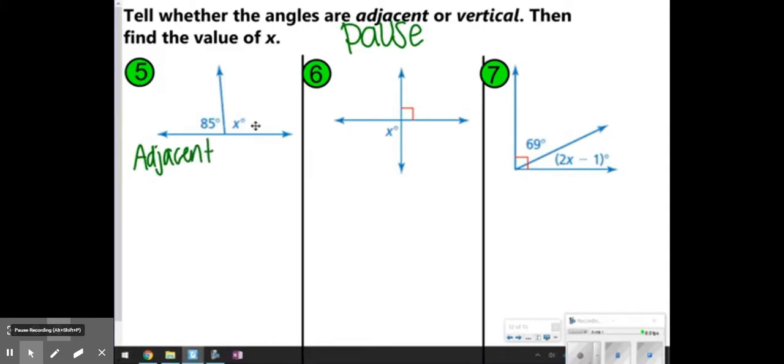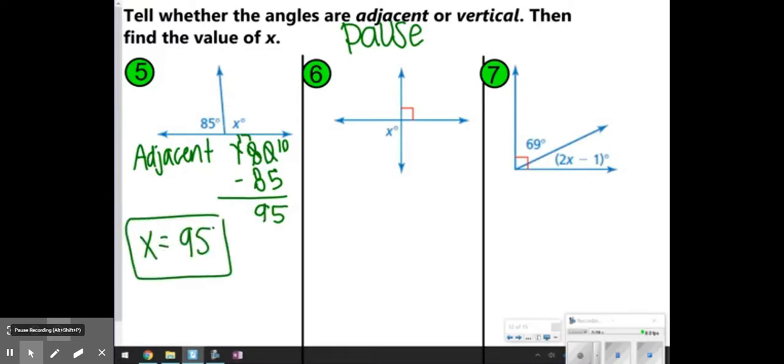And I know that this straight line is equal to 180 degrees. So to figure out what x is, I'm just going to take 180 and subtract 85 from it. So I can't do 0 minus 5, so I'm going to come over here and take away, and take away one more. 10 minus 5 is 5. 17 minus 8 is 9. So x is equal to 95 degrees.